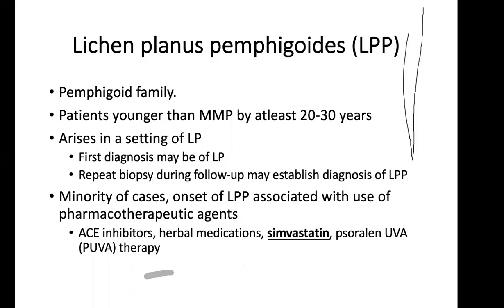Remember I said that mucous membrane pemphigoid is not one disease. Several antigens are involved, and lichen planus pemphigoides belongs to that superfamily of pemphigoid. However, patients tend to be much younger. Mucous membrane pemphigoid typically affects patients in their 60s and 70s, while lichen planus pemphigoides is a condition of patients younger by at least 20 or 30 years. It arises in a setting of lichen planus. So the first diagnosis is always that of lichen planus, and many months or several years later, a repeat biopsy would show you pemphigoid-like histology and direct immunofluorescence findings as well.